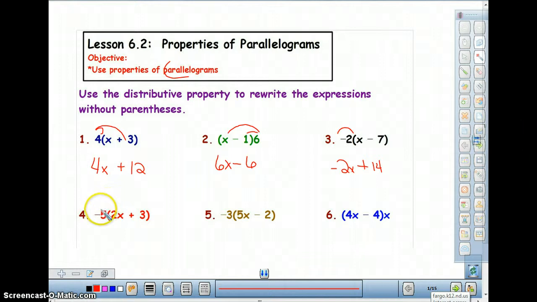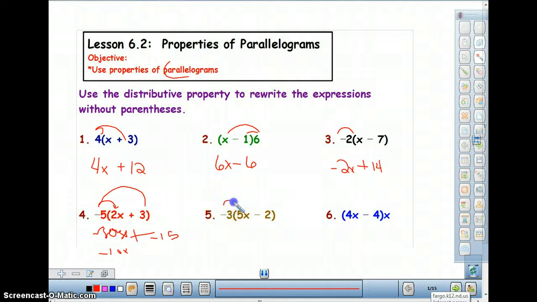Okay. I also, down in here, I have negative 5 times 2x. Negative 5 times 2 gives me negative 10x. Plus my negative 5 times my 3 gives me a negative 15. So on this one, I can either have written as negative 10x plus a negative 15 or minus 15.